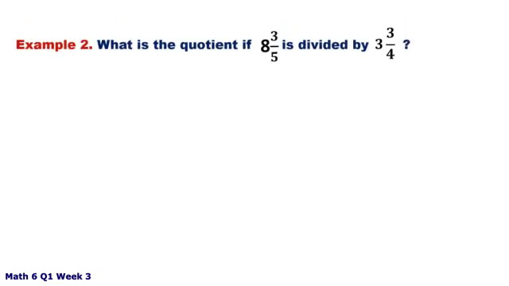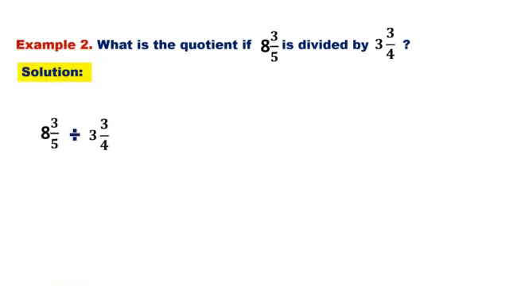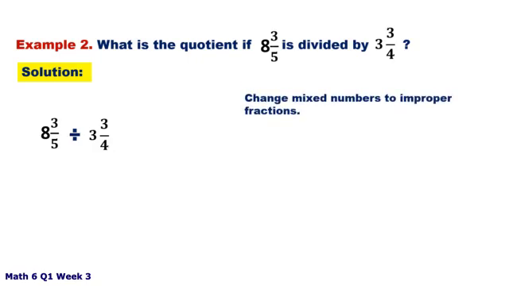Example 2. What is the quotient if 8 and 3/5 is divided by 3 and 3/4? Solution: 8 and 3/5 divided by 3 and 3/4. Change mixed numbers to improper fractions. 5 times 8 plus 3 equals 43/5. Then, 4 times 3 plus 3 equals 15/4.